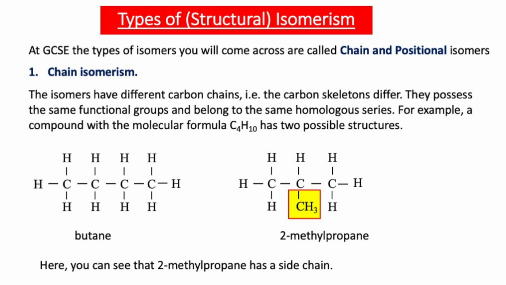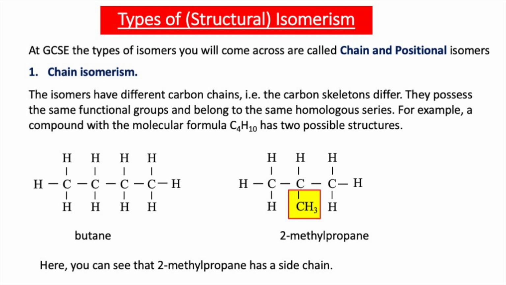It could be butane, which is CH3 attached to a CH2 attached to another CH2 and a CH3, or it could be 2-methylpropane, where the longest continuous chain is 3 carbons and there is a CH3, a methyl group, on the second or middle carbon. Now, these 2 compounds are isomers of each other because they have the same molecular formula, C4H10.